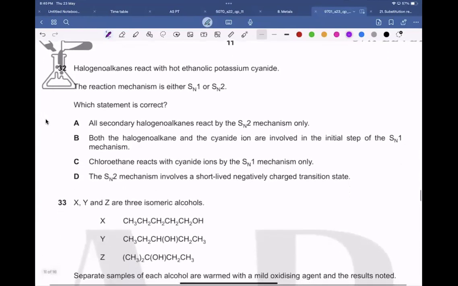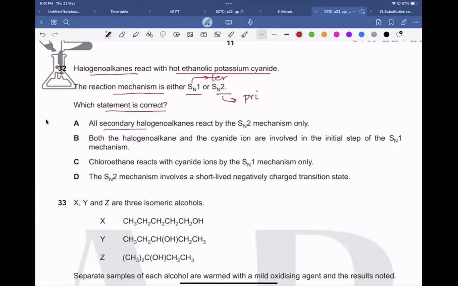Now, question number 32. Halogenoalkanes react with hot ethanolic potassium cyanide. The reaction mechanism is SN1 or SN2. It's SN2 when the halogenoalkane is primary, and it's SN1 when the halogenoalkane is tertiary. Which statement is correct? All secondary halogenoalkanes react with the SN2 mechanism. No, secondary can react with either SN1 or SN2.